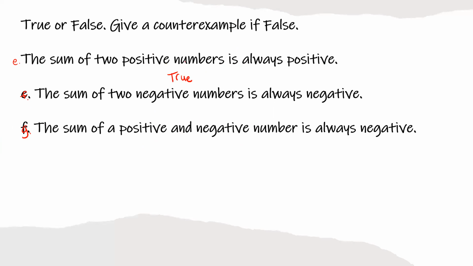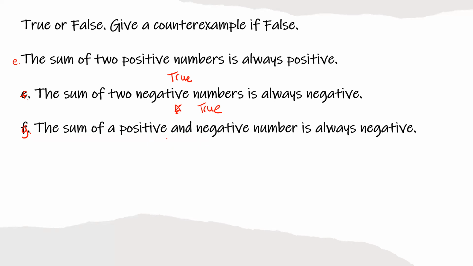All right. The sum of two negative numbers is always negative. Negative plus negative equals a negative. And we should write that as true, not negative. Oops. All right. The sum of a positive and a negative is always negative.